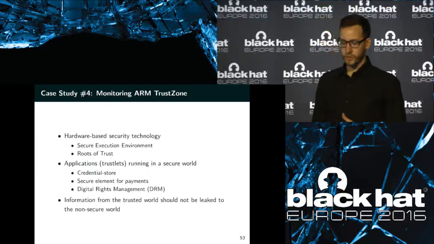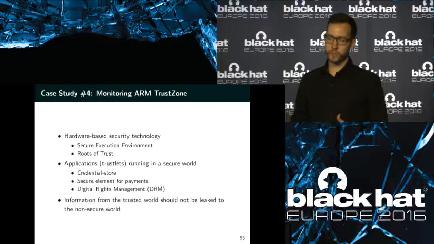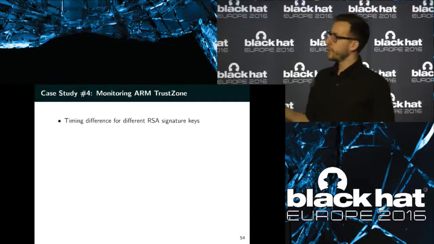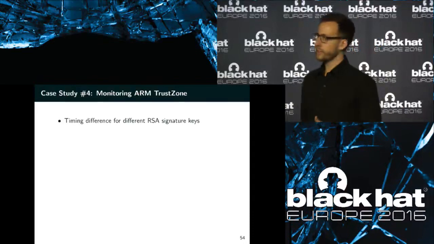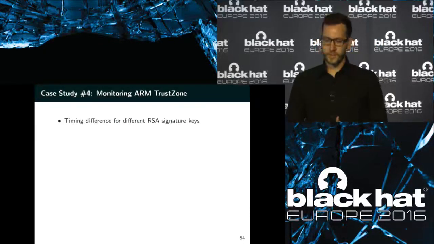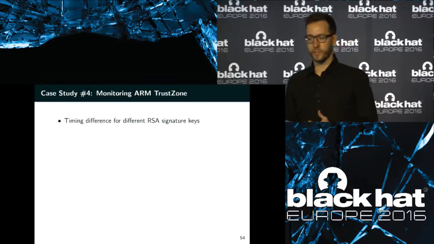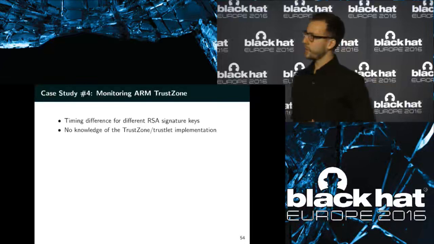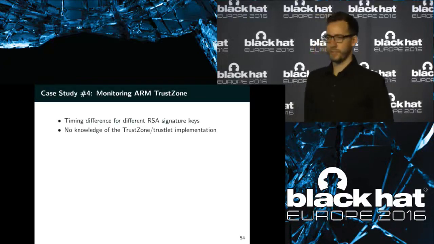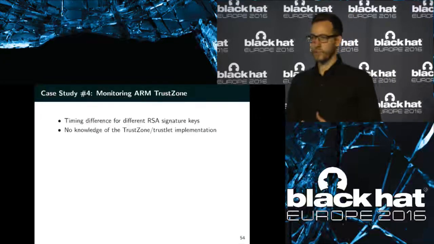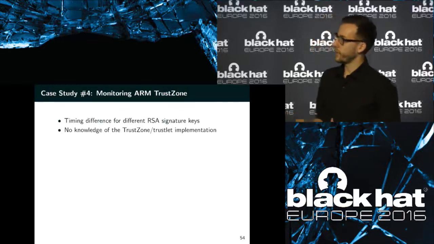One wants to assume that information which is stored and processed in the trusted world should not be leaked to the non-secure world. However, we found on one smartphone a trustlet which you can use to create RSA signatures for arbitrary data. And we measured some timing differences depending on the key that is used. We had no knowledge about the implementation of the trusted operating system and also not about the trustlet. So we didn't have any source code, and it's not necessarily required to do something without having source code.